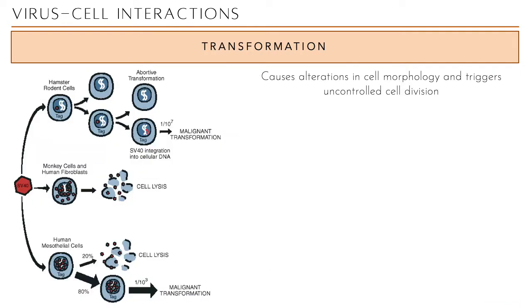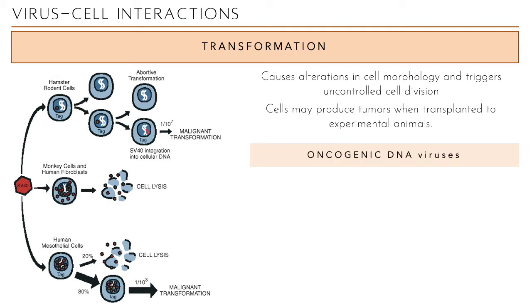The last interaction would be the transformation. This is the interaction of the virus in the cell, which causes alterations in the cell morphology and triggers uncontrolled cell division, which is characteristic of cancers or tumors. This is one way to produce tumors when transplanted to experimental animals, when the mechanism of the virus is replicated in the laboratory setting.